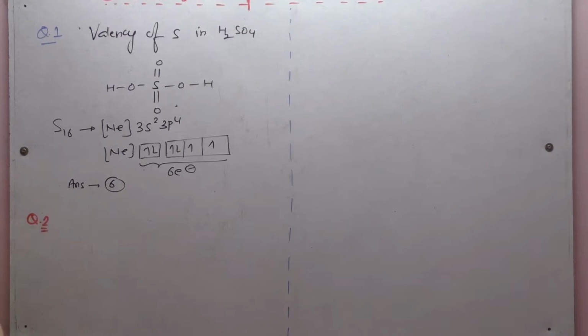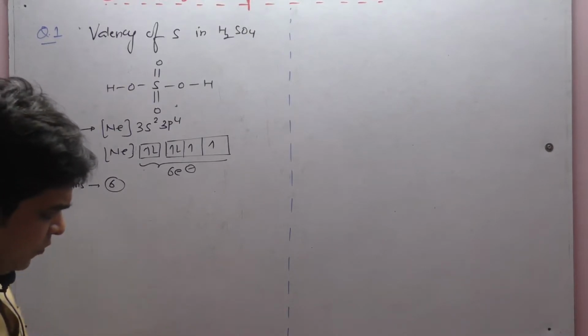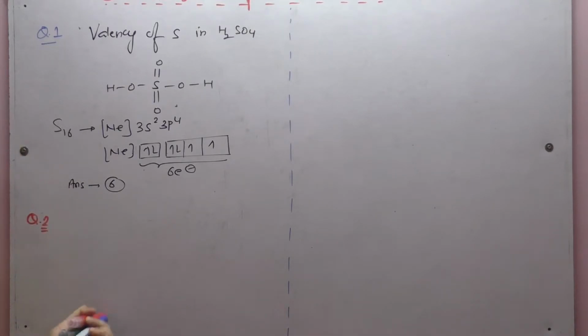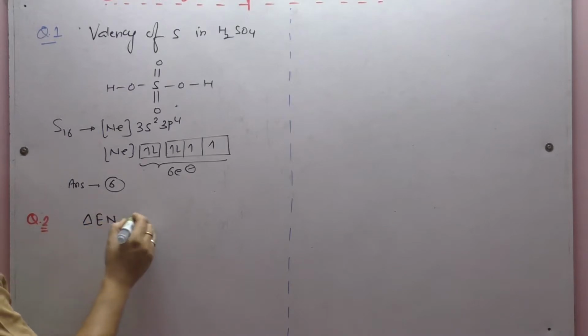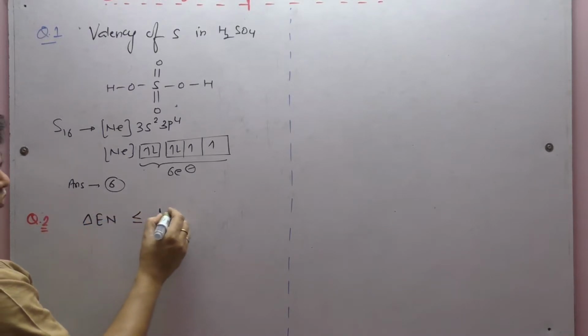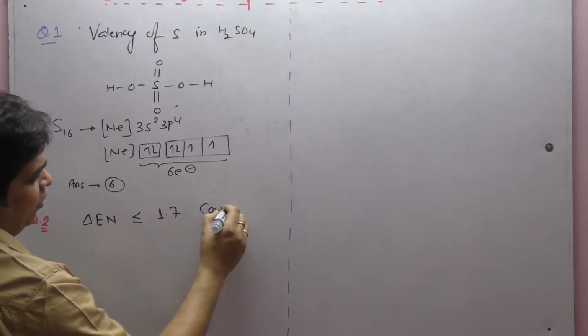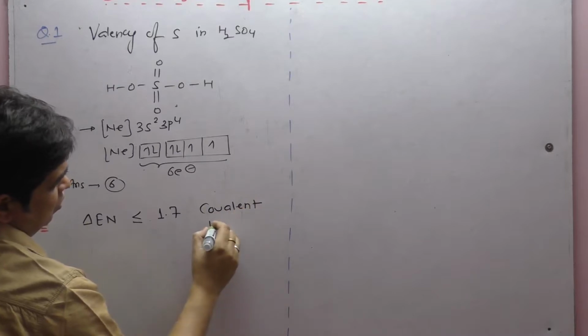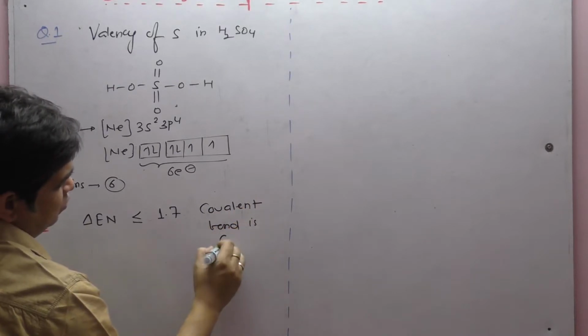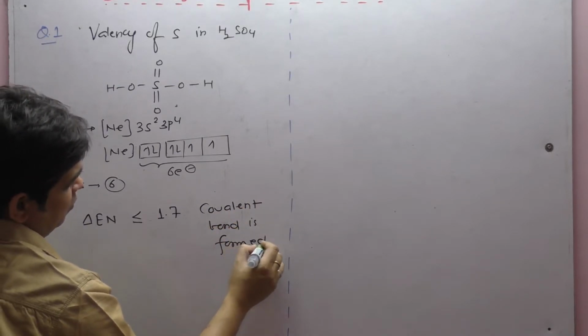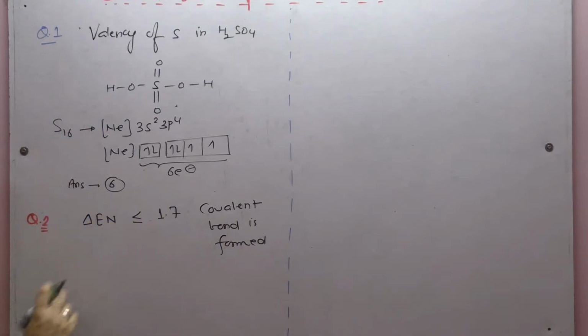Question number 2 is when the covalent bond is going to be formed. Covalent bond is going to be formed when, according to the rule, if delta EN difference is less than or equal to 1.7, then covalent bond is formed. Less than or equal to 1.7, then covalent bond will be formed.